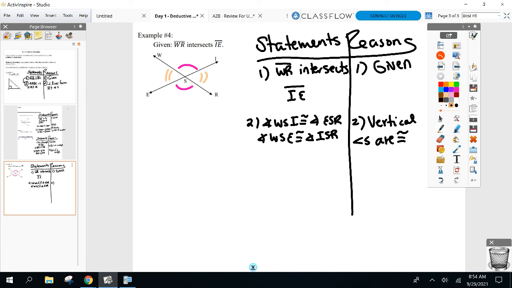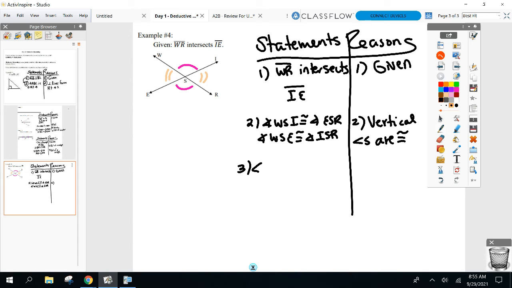I'm hungry though. I need more. Need more than that. You're gonna give me something here, Clint? Angle WSI and ISR are supplementary. Nice job. Great work. Yes. And everyone, I'm just gonna put the pairs she gave me, because I could put a whole bunch of pairs too, but I don't want to do all this writing.